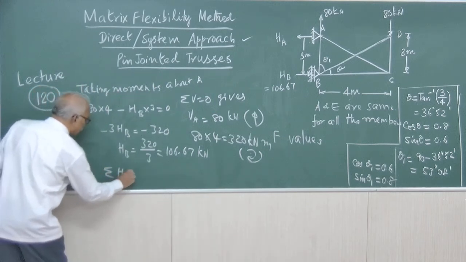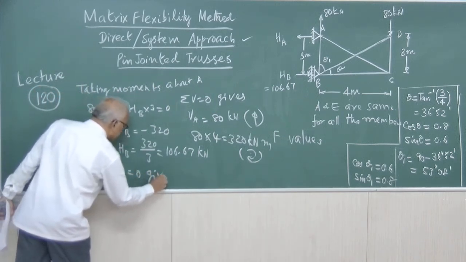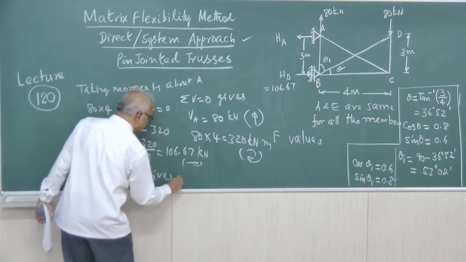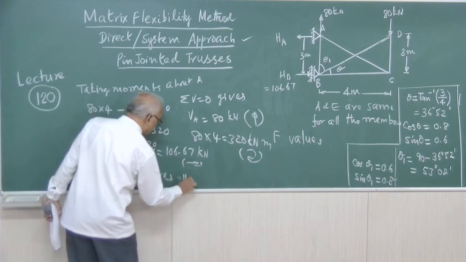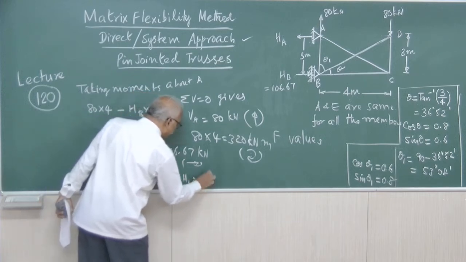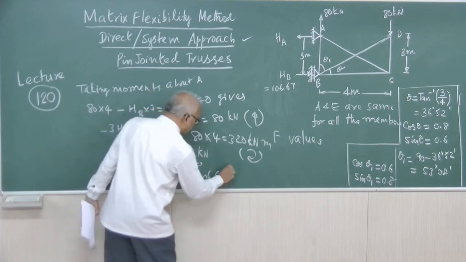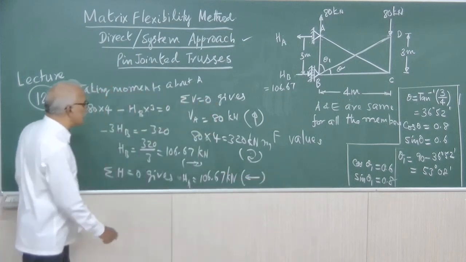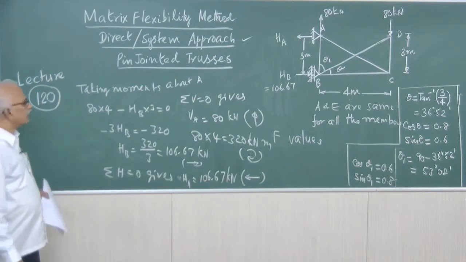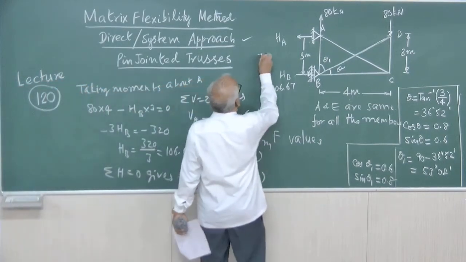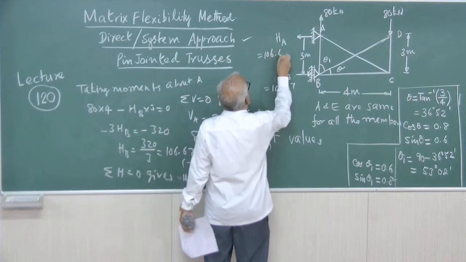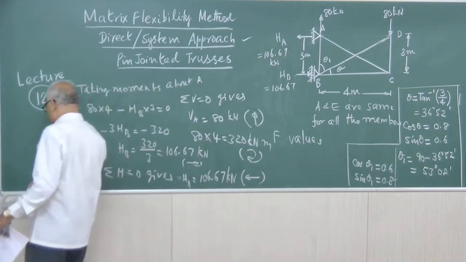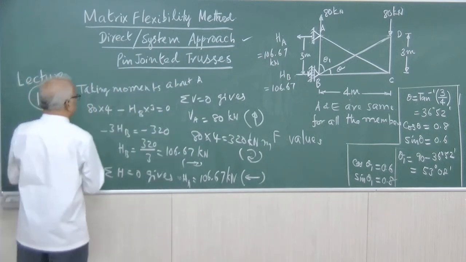Sigma H equal to 0 gives, this is towards right, it gives HA equal to 106.67 kilonewton towards left for satisfying sigma H equal to 0. Now all the 3 equilibrium equations are satisfied. Now we can start method of joints. So this determination of this reaction is an important step, right.